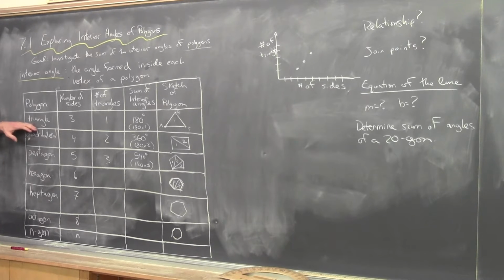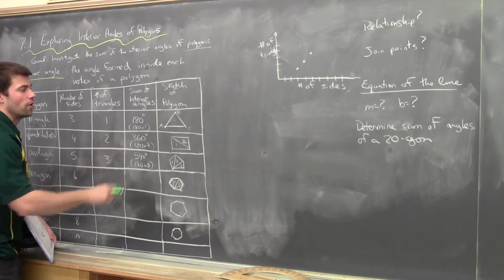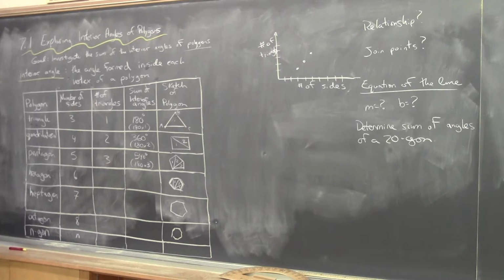So the most common polygon that we know of is the triangle. The number of sides is 3. It forms obviously only one triangle, and the sum of the interior angles is 180. This we should all know and be very familiar with. The quadrilateral has 4 sides.